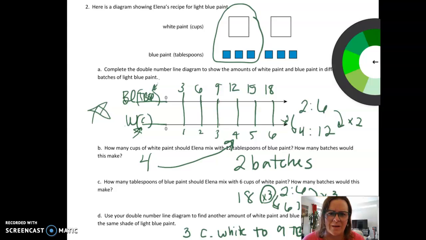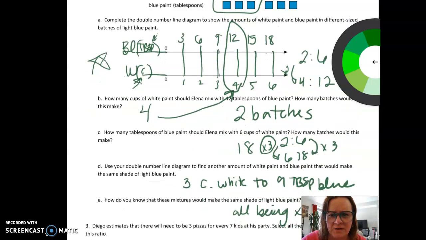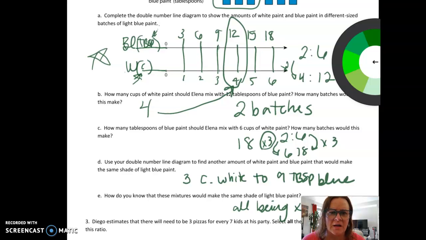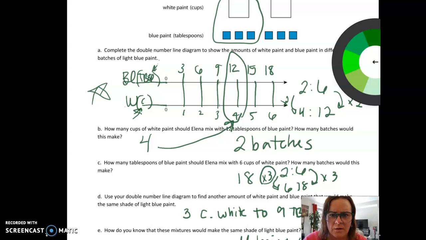So how many cups of white paint should Elena use with 12 tablespoons of blue paint? Now that I've built my double number line, all I have to do is go back and see where the ratios line up together. So my 12 tablespoons of blue paint lines up perfectly with my 4 cups of white paint. I can go both directions here. How many tablespoons of blue paint should Elena mix with 6 cups of white paint? So tablespoons of blue paint, 6 cups of white paint, lines up right here.